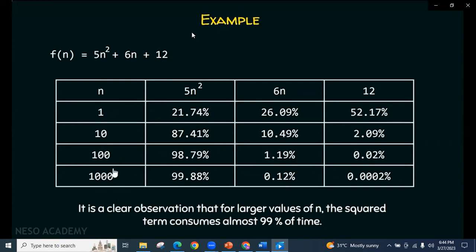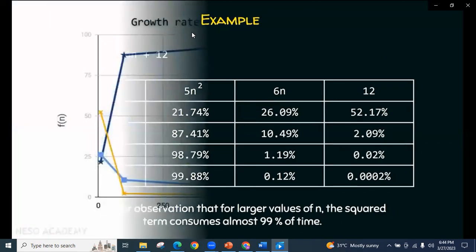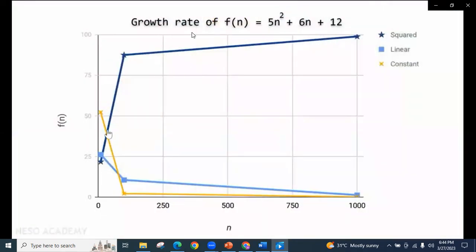As you are increasing the value of n, you can clearly see which term is taking the most of the time. Now let's visualize the growth rate. Here you can clearly see that the squared term is taking most of the time. The growth you can see clearly over here. While the growth of the constant term you can also see: initially it is high, but later it declines faster. Similar for the linear term as well. You can clearly say that this squared term, or quadratic term, is taking the most of the time, right?